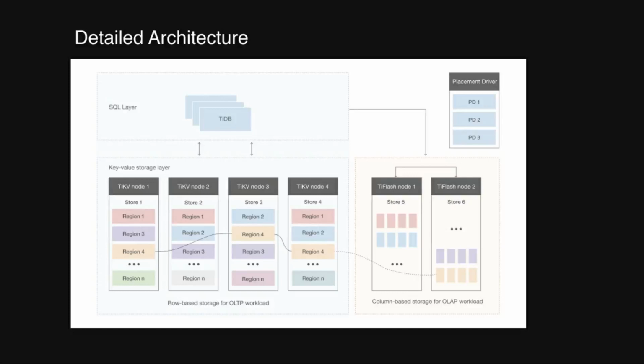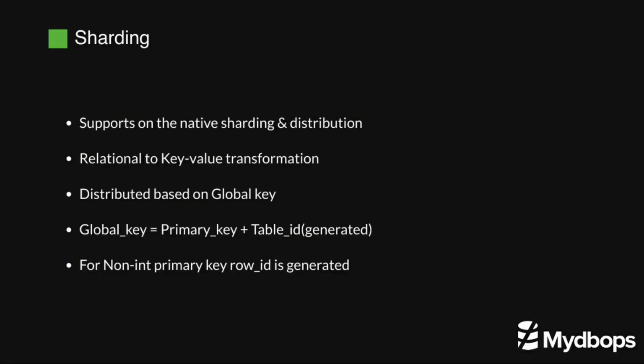Now, let's see the inbuilt sharding feature that TiDB provides. As I said, TiDB provides native inbuilt sharding. No external or manual intervention is needed to enable it. It is sharded by default. The first thing is the relational to key-value transformation. This is done by the SQL layer, and this sharding works based upon the global key.